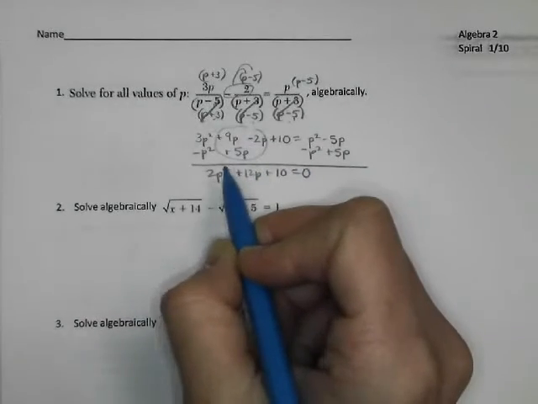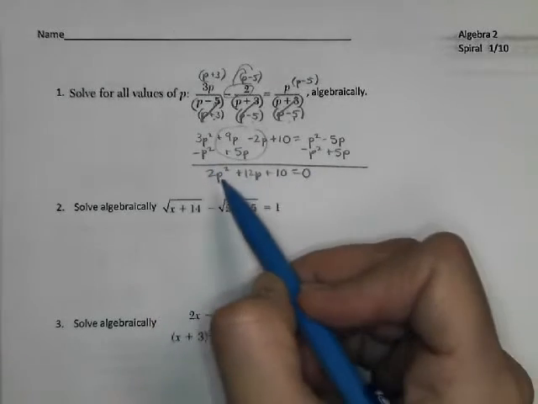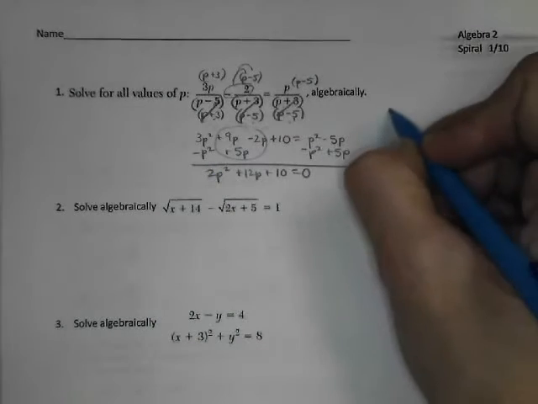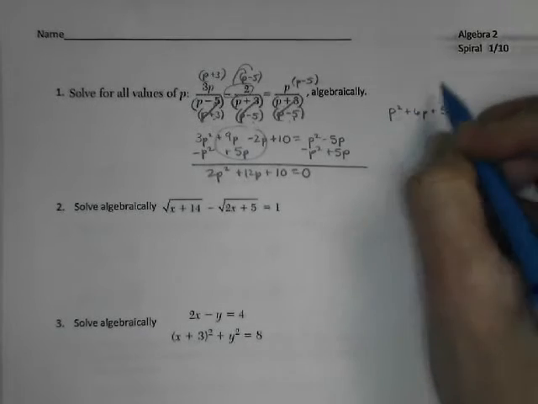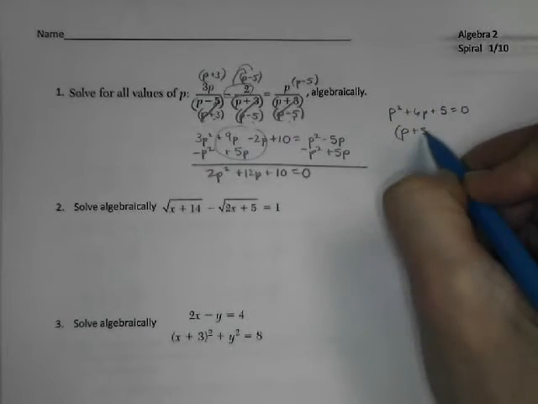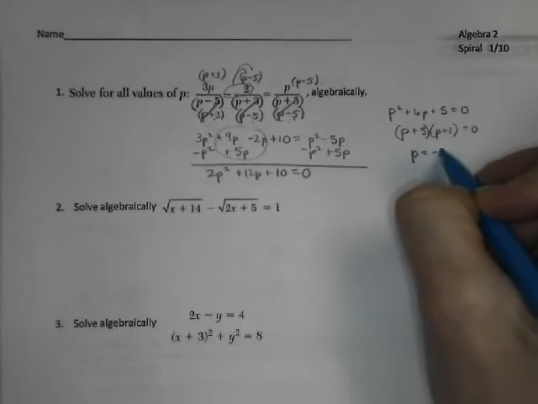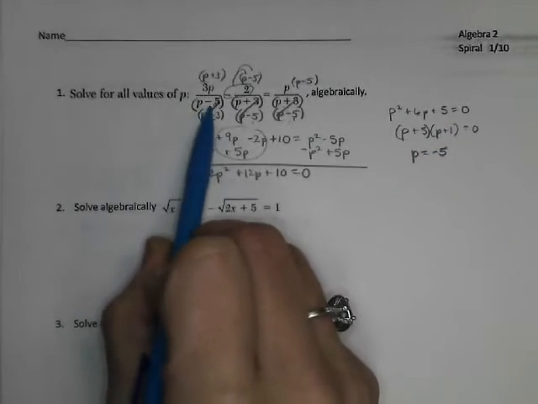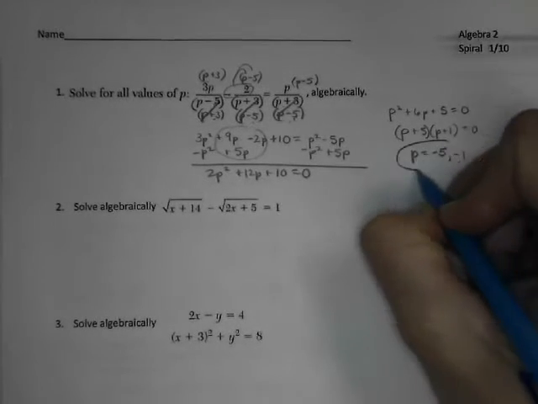All divisible by 2. So if I divide everything by 2, I get p plus 5 and p plus 1. So p equals -5, which is okay, because remember we were going to reject +5. And p equals -1.